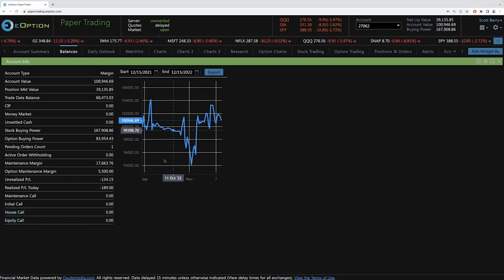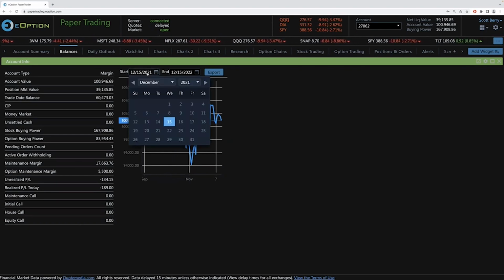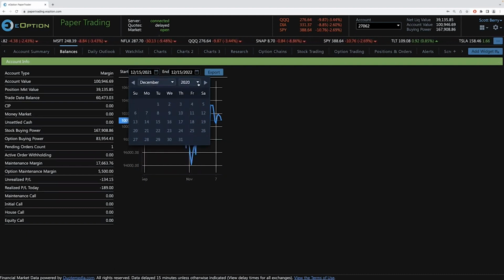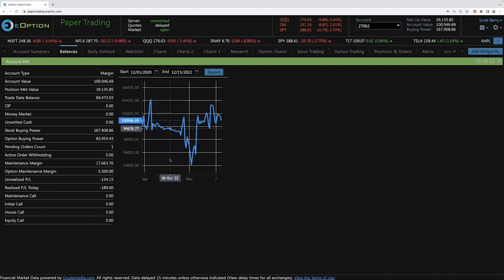And last, again, the graph on the right-hand side. This is something you can adjust the dates. Currently, you can go back to, let's say, December 1st of last year, and you can just see how your account has gone up or down over time. That's just kind of a side graph that you want to see how you've been doing, so to speak.